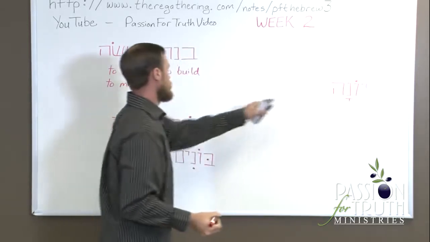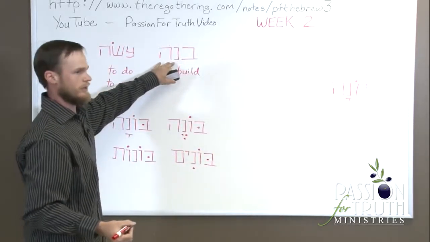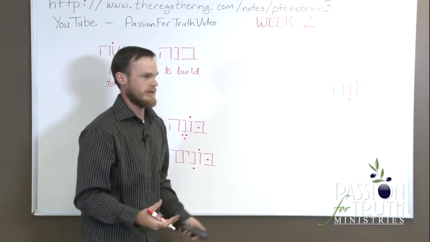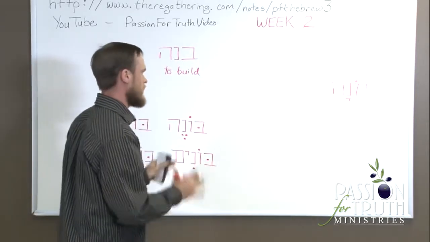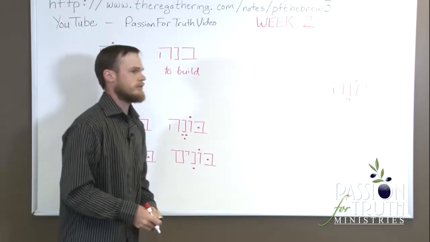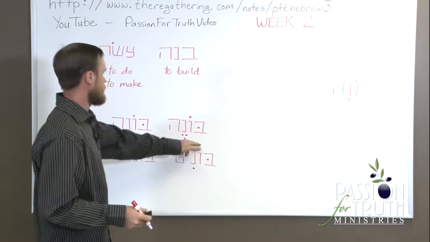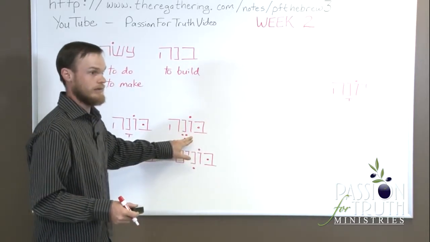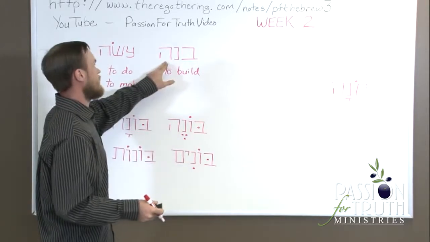Okay, so we know our root for to build, Beit Nun He. We say, okay, this is present tense. He is building, not he has built or not he will build, but right now he's building. He's masculine and singular, so we need the masculine singular present tense form. Okay, there it is.